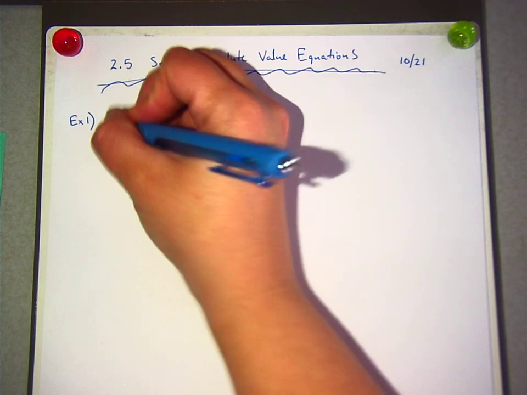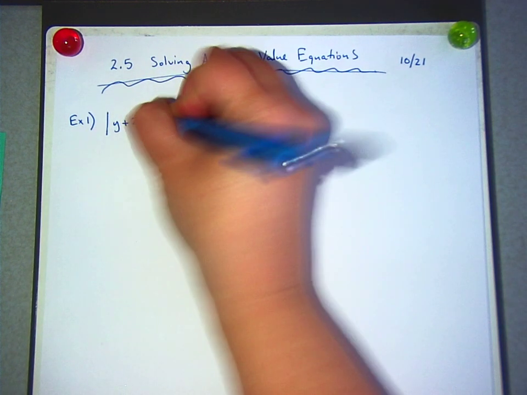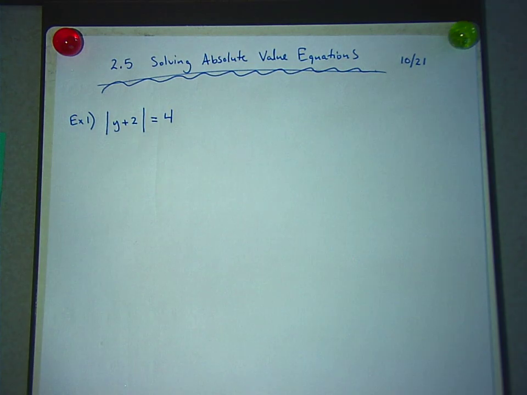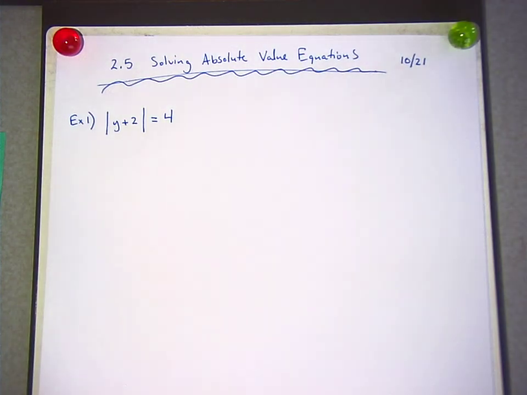All right, can anybody remember how to do this? Absolute value of y plus 2 equals 4. Before I teach you, is there anybody who remembers how to solve an absolute value problem? Yes, go ahead. Can't you just take it out of the absolute value and just make it y plus 2 equals 4? Yeah. I mean, that's part of the answer.